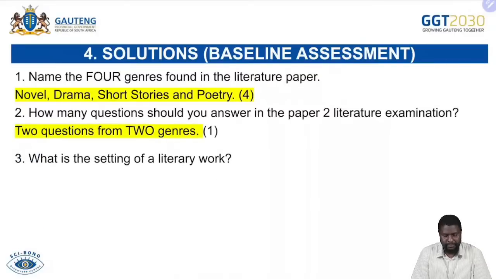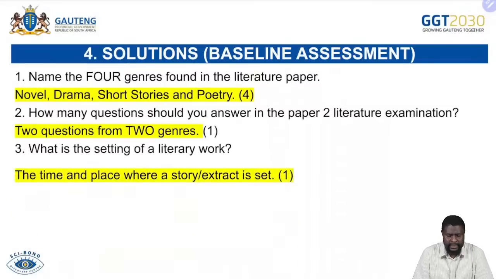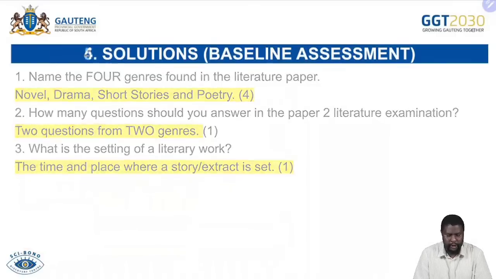Right, next question. What is the setting of a literary work? When we talk about the setting in paper 2, what do we mean? Here is our answer. We're looking at the time and the place where a story or an extract is set. And remember, time in this context is not referring to the 24-hour clock, midnight or morning or afternoon. We mean the event. What is happening at that particular moment? That is the time, the event that we expect you to give tomorrow in the examination.